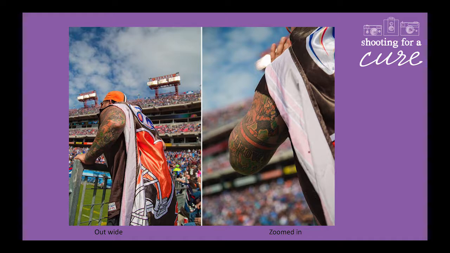Here are some examples. This was a picture I took at a Browns game a few years ago, and I had a 24 to 105 lens, and it only goes to f4, so it's not a super wide open lens. Here I zoomed out, so I get a lot more of the environment. I can tell what's going on. We've got this super fan here yelling, the game's sold out. You can see that he's got Browns tattoos. Here I zoom in on the tattoos, and you can see between 24 and 105, I'm really isolating those tattoos.